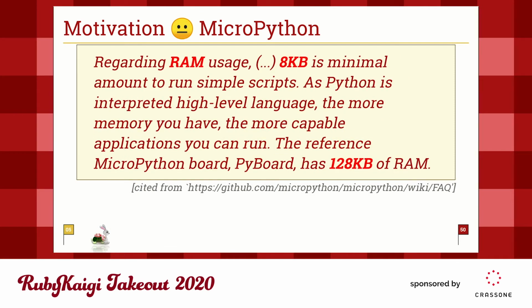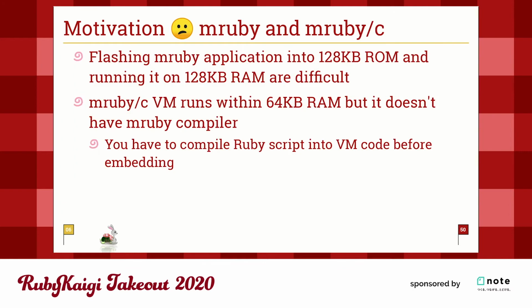Regarding RAM usage, 8 KB is the minimal amount to run simple scripts. As Python is an interpreted high-level language, the more memory you have, the more capable applications you can run. The reference MicroPython board, PyBoard, has 128 KB of RAM. On the other hand, at our end, flashing an mruby application into 128 KB ROM and running it on 128 KB RAM are apparently both difficult.